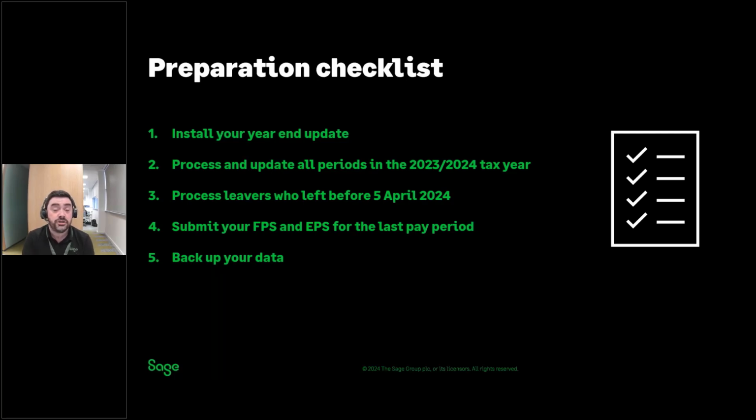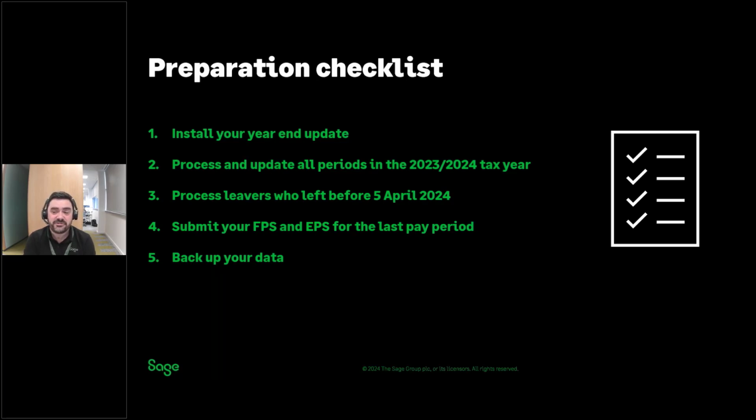Step 3 is to process any leavers who've left before the 5th of April and have received their final pay. Usually you do that at the time they leave, but have a quick scan through, make sure there's no one you've missed. Step 4 is to submit your FPS for the last pay date of the tax year and EPS if required for month 12.